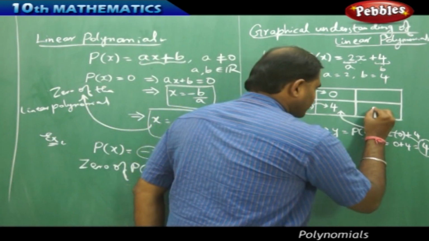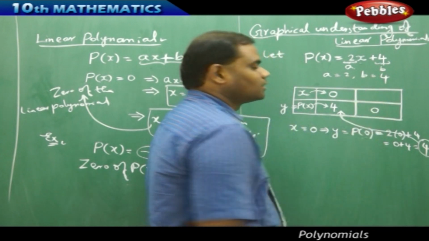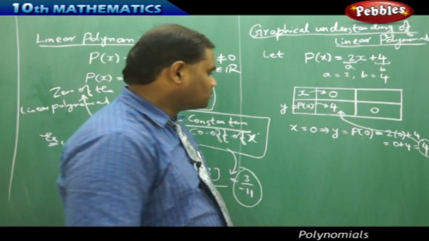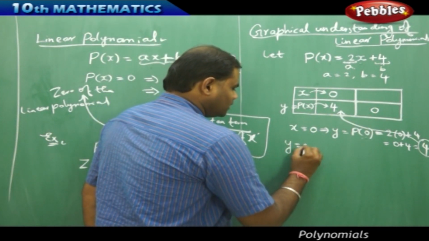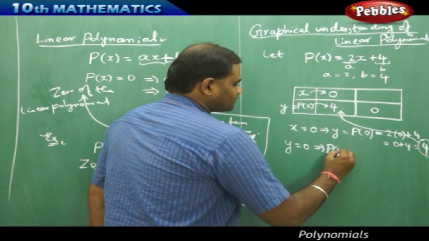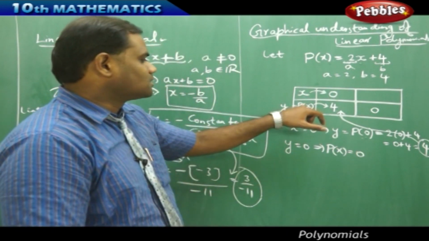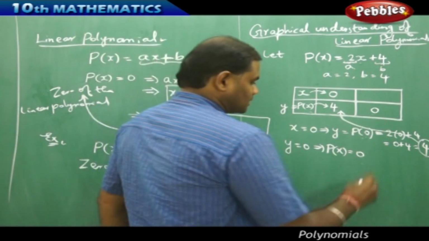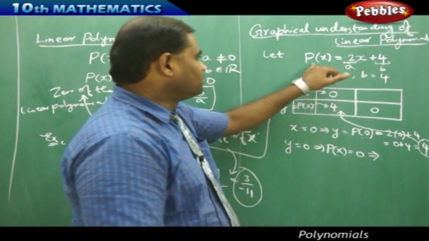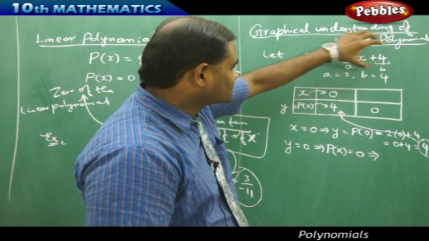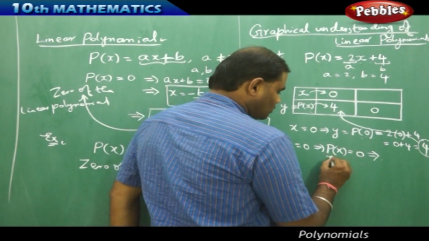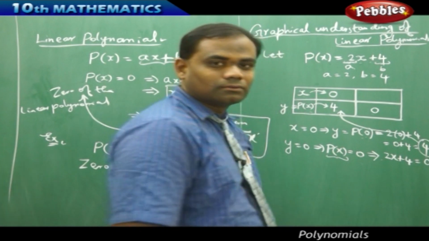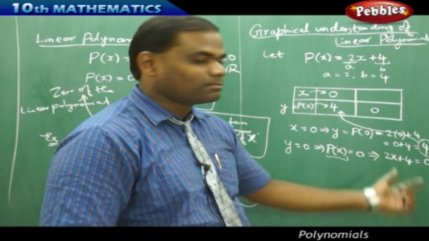Similarly, when the value of y is 0, I want to know the value of x out here. So how do we find it? I take the value of y as 0, that is y equal to 0 implies p of x is equal to 0, because y is equal to p of x. Therefore, when I took y equal to 0, then my p of x will be 0, but p of x is 2x plus 4. Therefore, this whole p of x gets substituted with 2x plus 4 equal to 0.